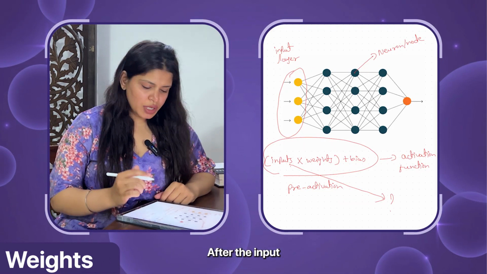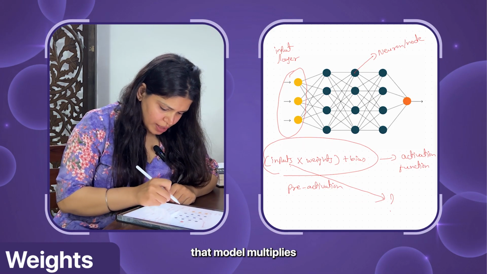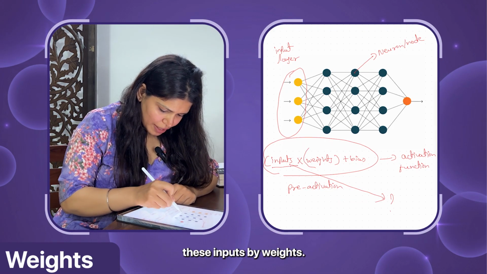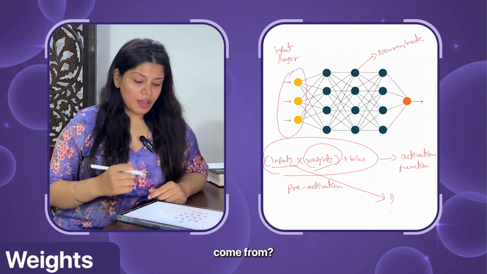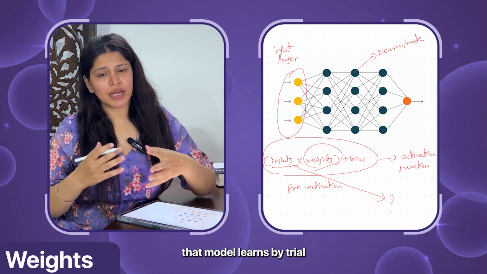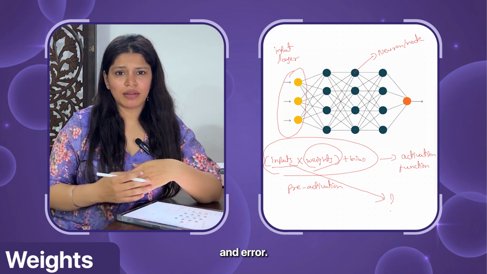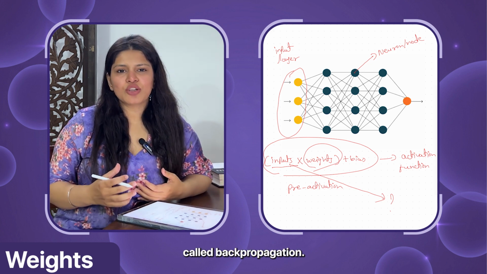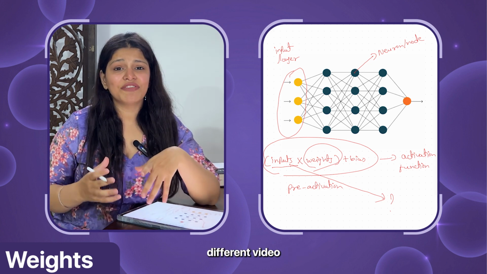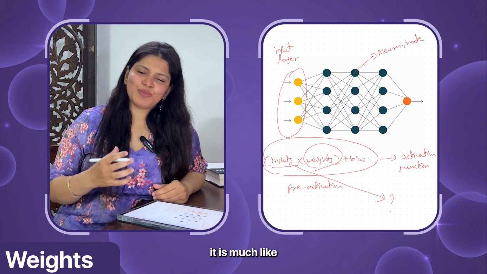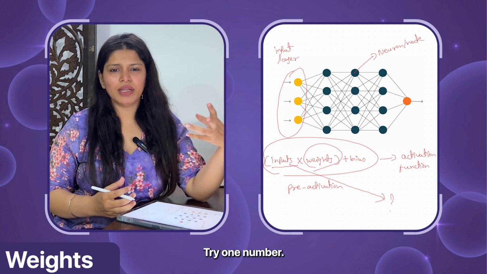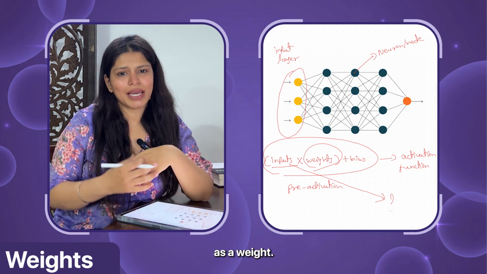After the inputs, we saw that the model multiplies these inputs by weights. But the question is, where does this weight come from? Weights are one of the parameters that the model learns by trial and error. It learns them through a process called backpropagation. I'll create a different video on backpropagation. But for now, please understand it is much like trial and error. Try one number, it doesn't work, try another number as a weight.